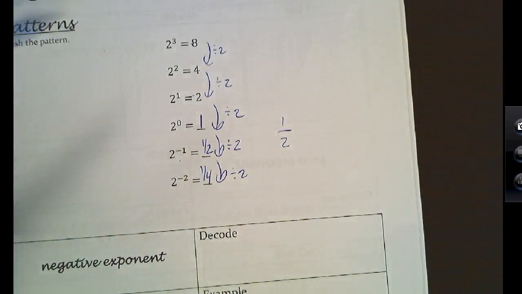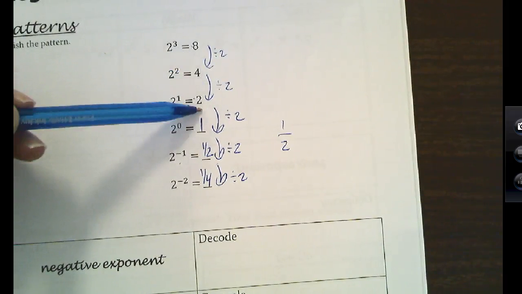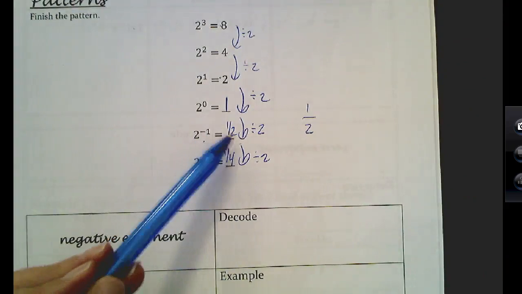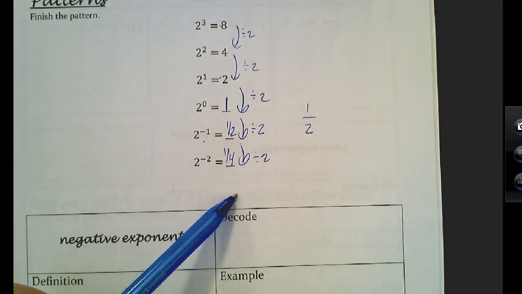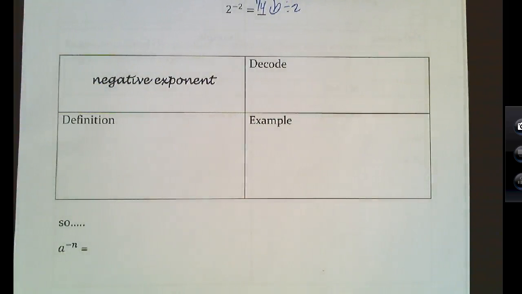So when we're dealing with these positive exponents here, you see how we're getting whole numbers, right? When we're dealing with negative exponents, what are we getting for our answers? We're getting fractions, right? So down here, go ahead and decode negative exponent for me, please.